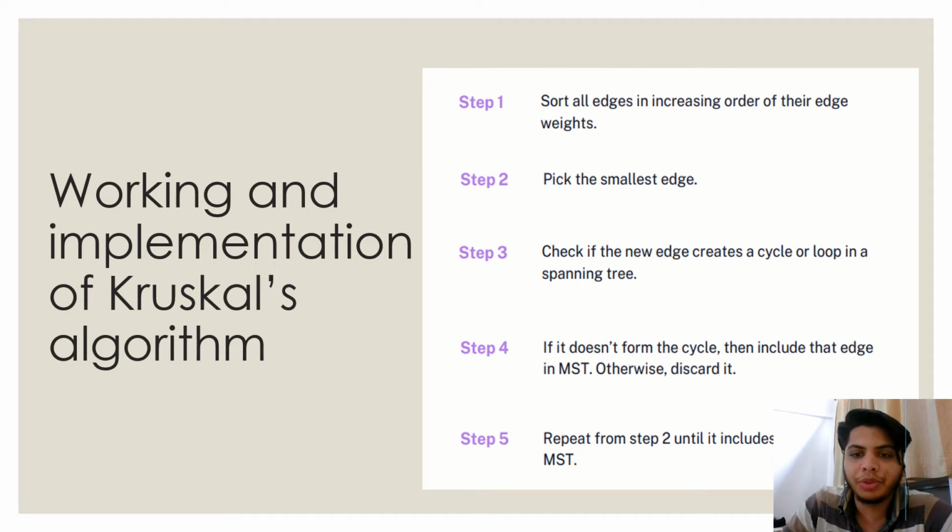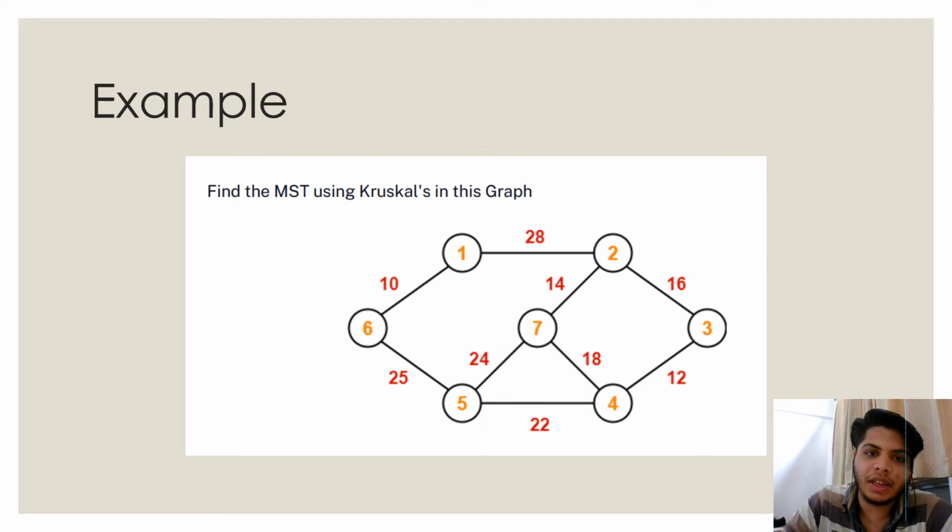We repeat step 2 until we include all the edges and we form a minimum spanning tree, and we avoid the formation of loops or cycles. Okay, let's see an example. So this is a graph which has weights, and we'll apply Kruskal's algorithm to find the minimum spanning tree.